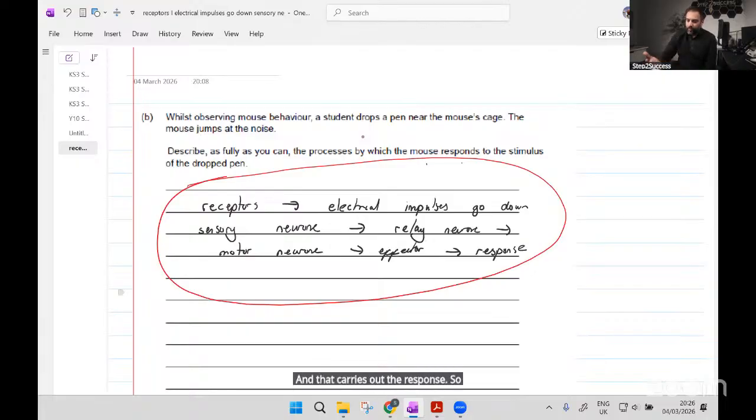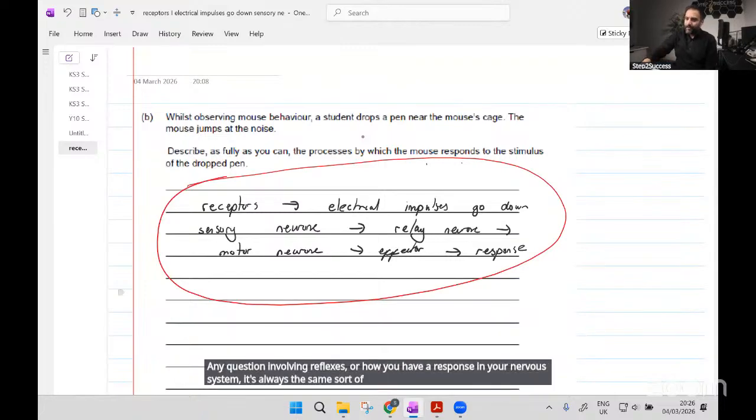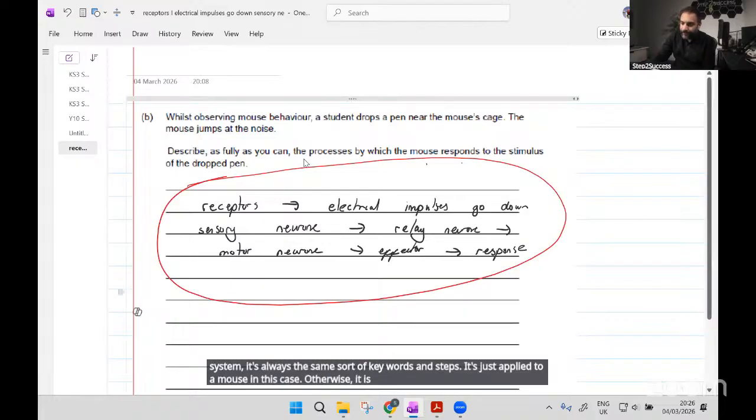So these kind of words essentially answer any question involving reflexes or how you have a response in your nervous system. It's always the same sort of key words and steps. It's just applied to a mouse in this case. Otherwise, it is exactly the same.